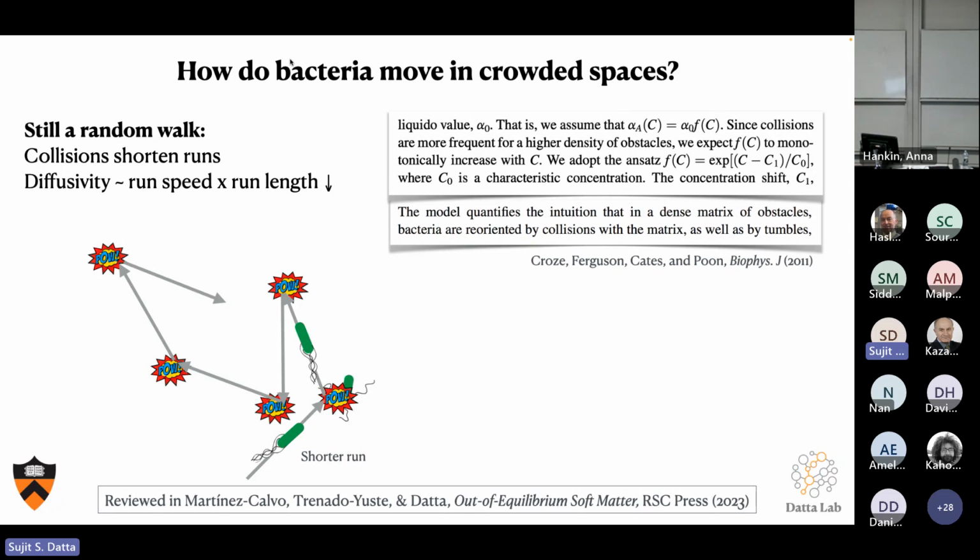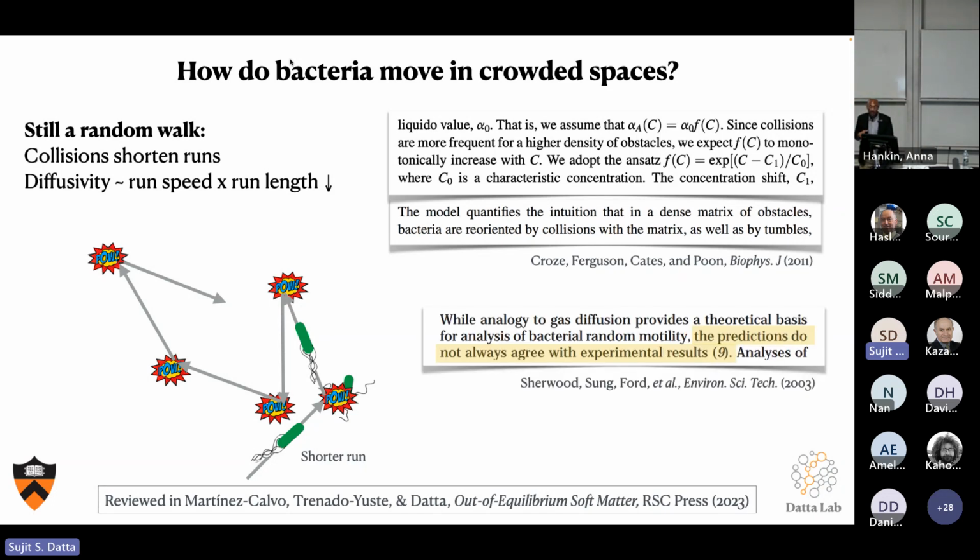It quantifies the intuition that in a dense matrix, the bacteria are reoriented by collisions with obstacles around them, as well as their intrinsic tumbles, right? And so this is a beautifully elegant picture. You can make quantitative predictions, but the problem is that often these predictions don't work very well. For example, when people have performed experiments taking a packing of soil, for example, and you take a suspension of motile microorganisms, put them at one end, measure how long it takes them to get to the other end, and from that you can extract a measure of this diffusion coefficient.